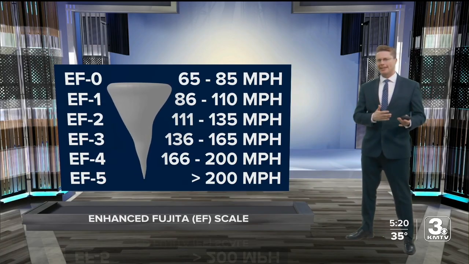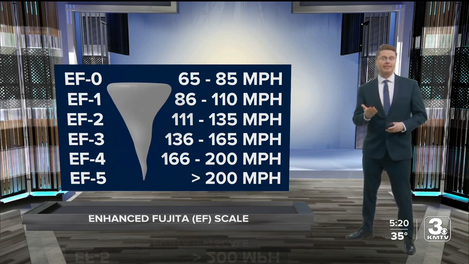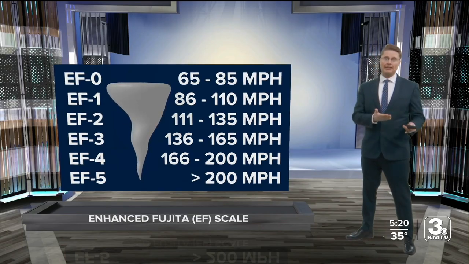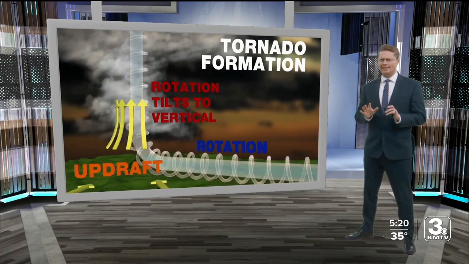Now, typically across Nebraska and Iowa, we see EF0s down to about EF2, but obviously we can see stronger, just like we did last year when Elkhorn was hit with the EF4. Let's talk about how these things form.